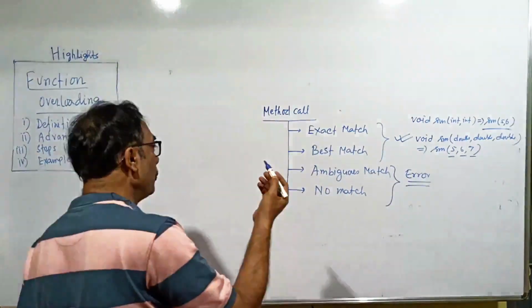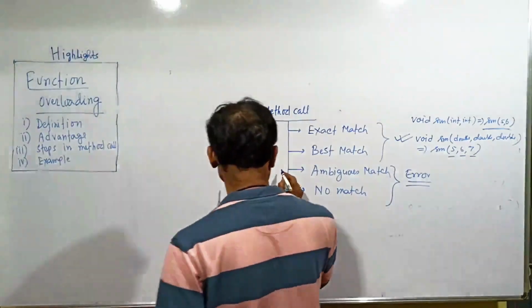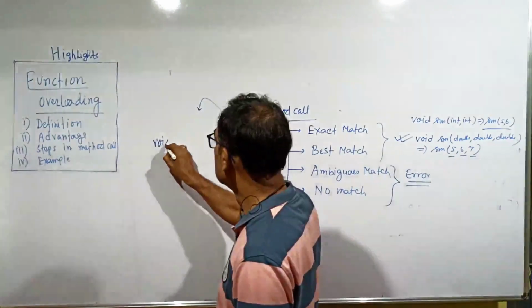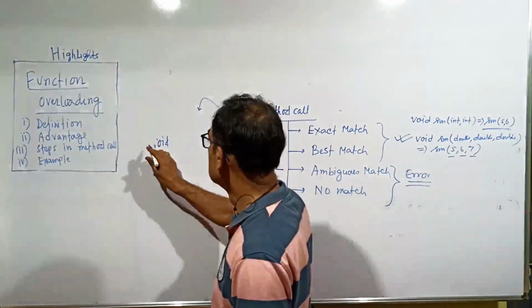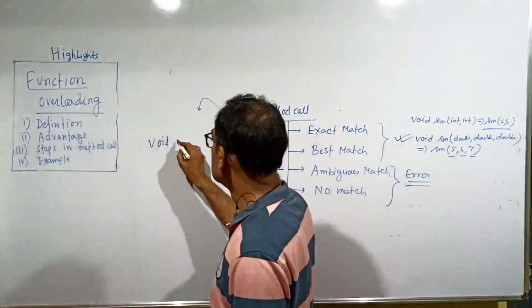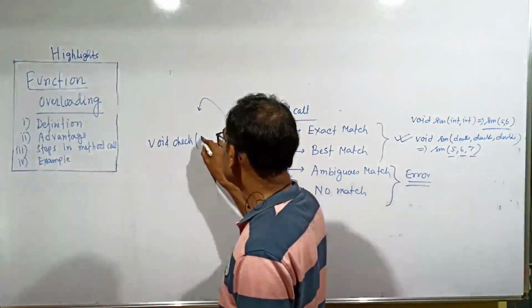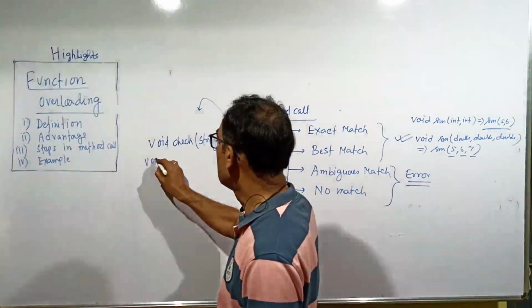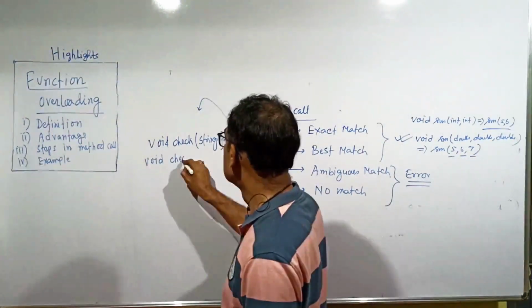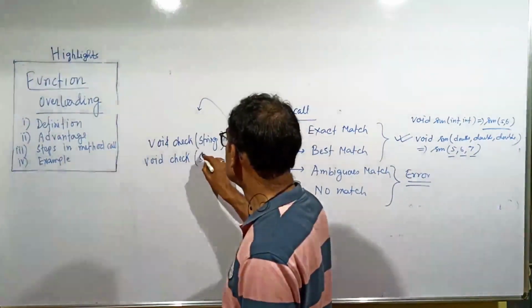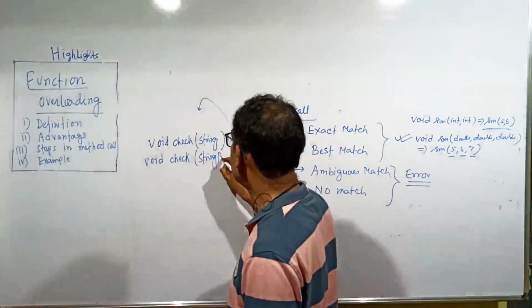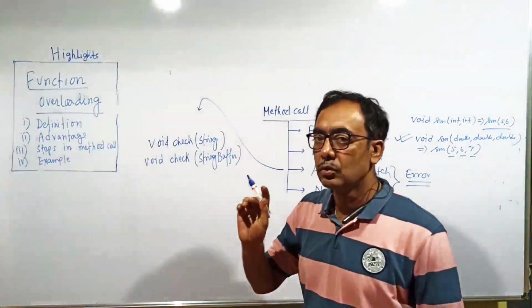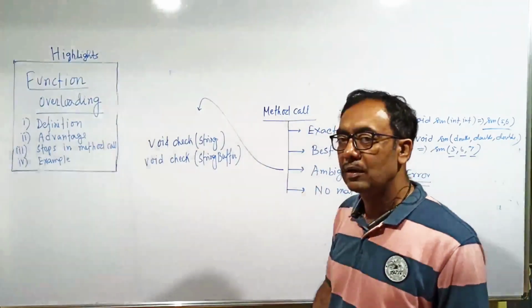If you have two methods for ambiguous match, one is void check(String), and another method is void check(StringBuffer). Now String and StringBuffer are two inbuilt classes in Java.